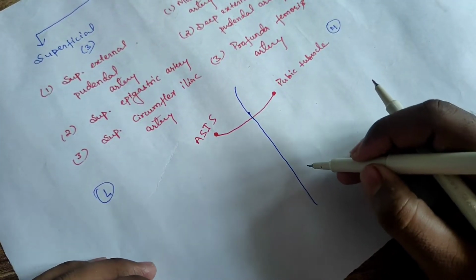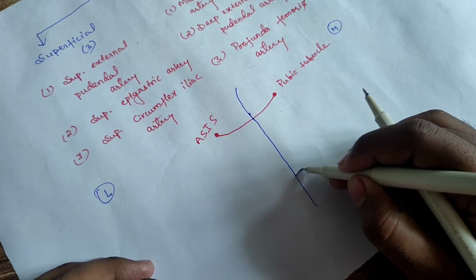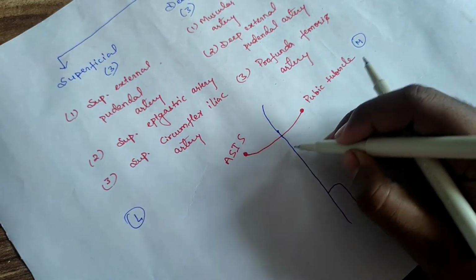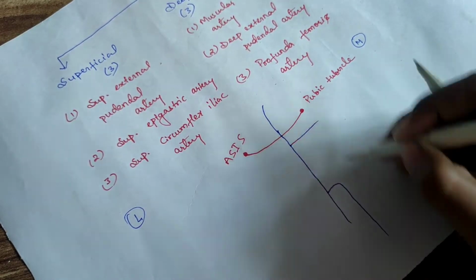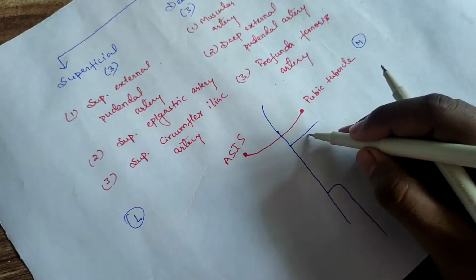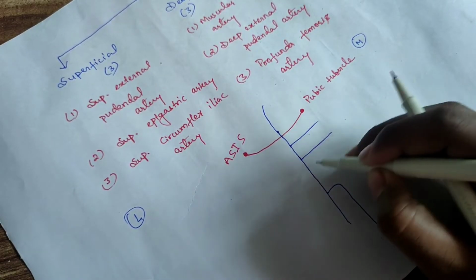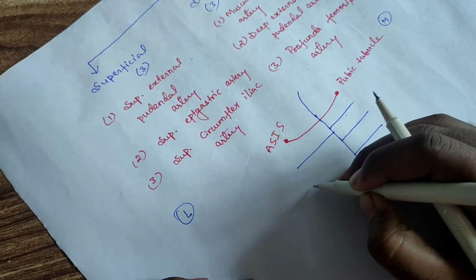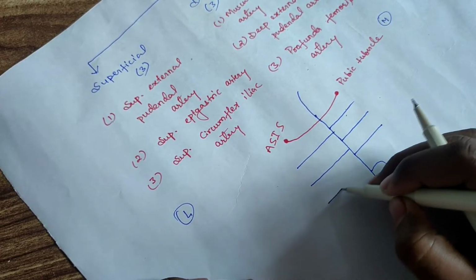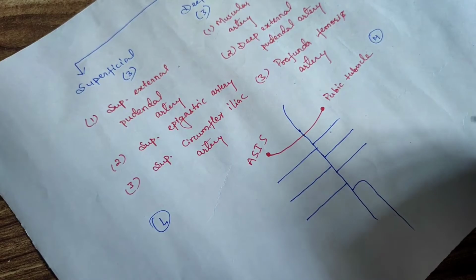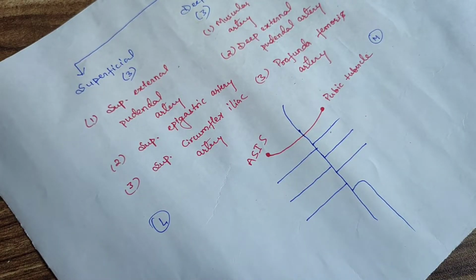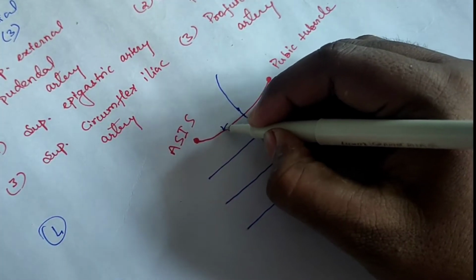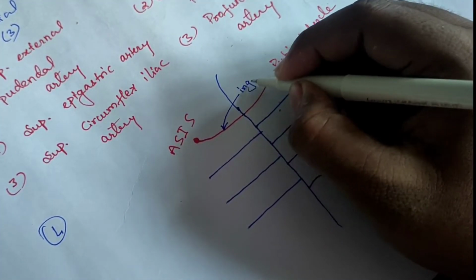Now I'll draw the branches of femoral artery. I've already told you there are 7 branches, so I'll just draw the 7 branches. See, the one branch itself is here, second branch, third, fourth, fifth, sixth, and the 7th one. Now I'll just name all of those branches. See, this one is your inguinal ligament, okay?